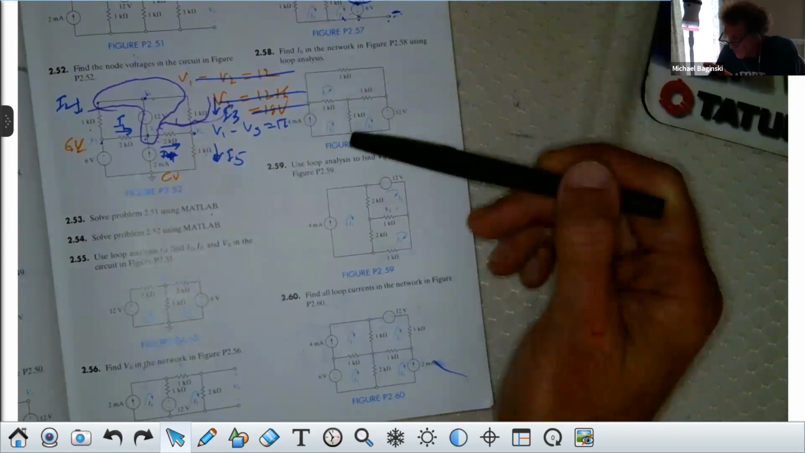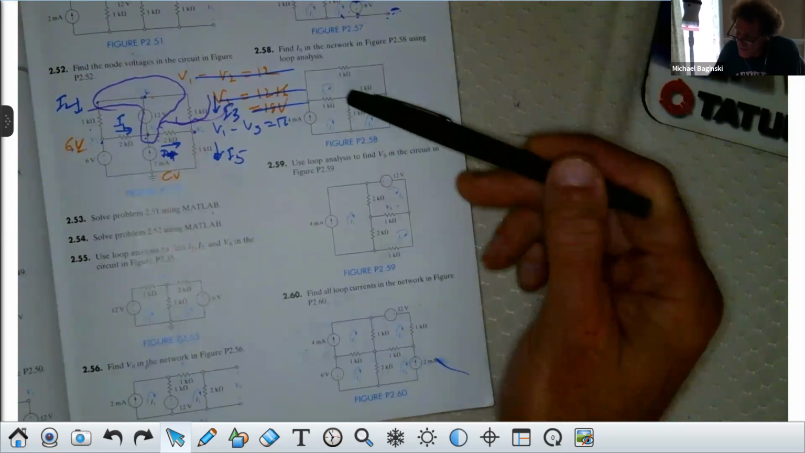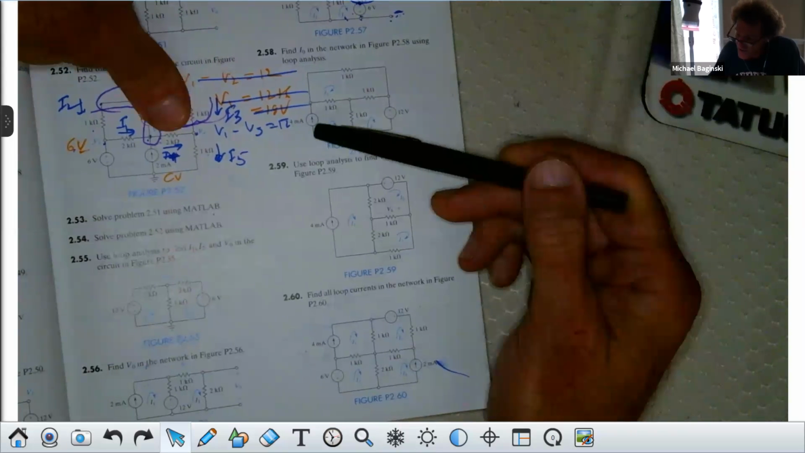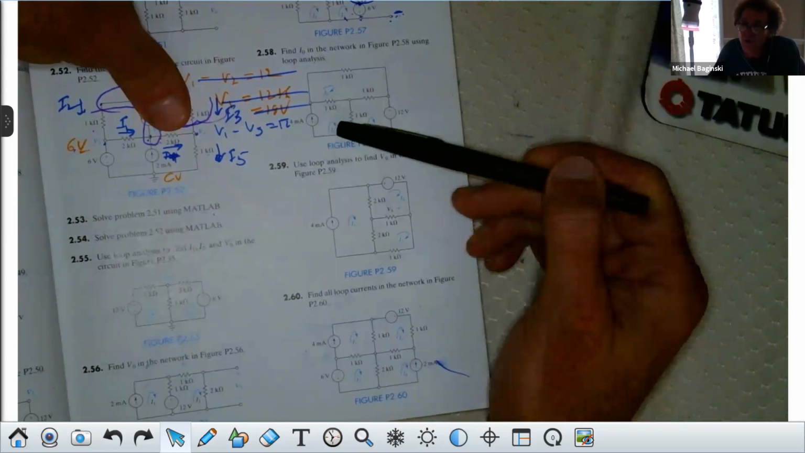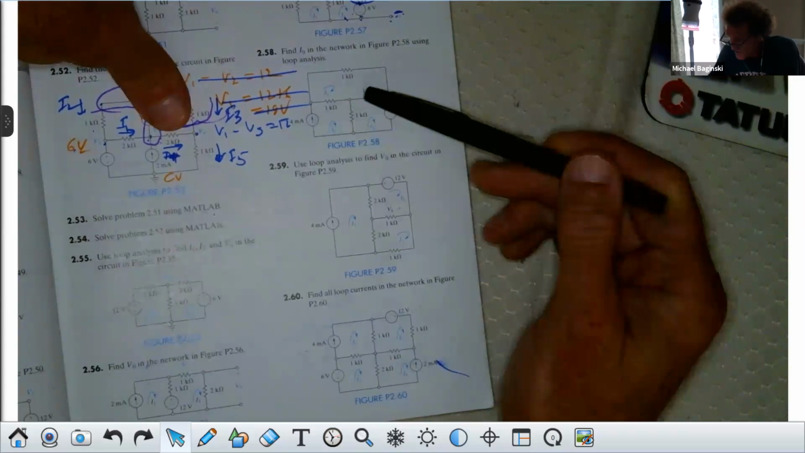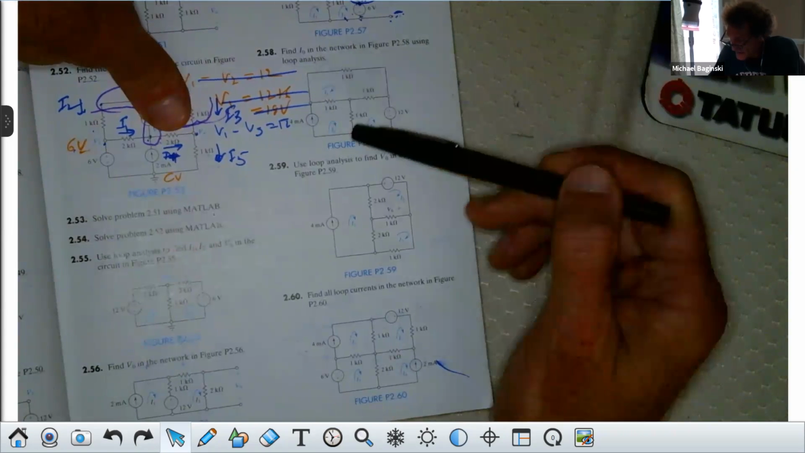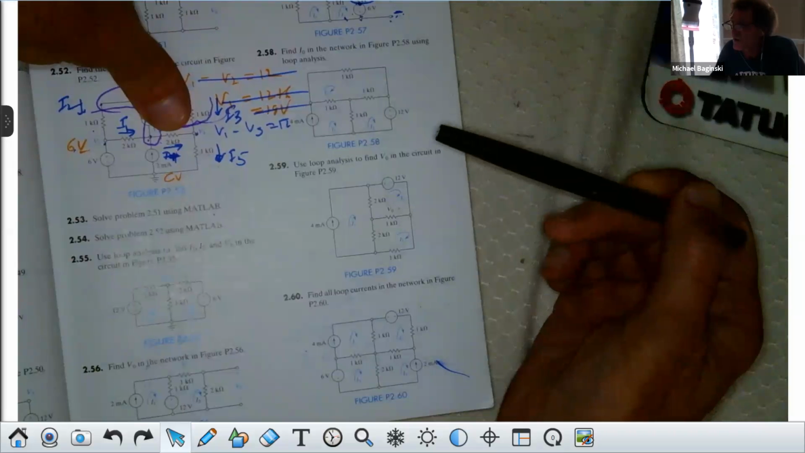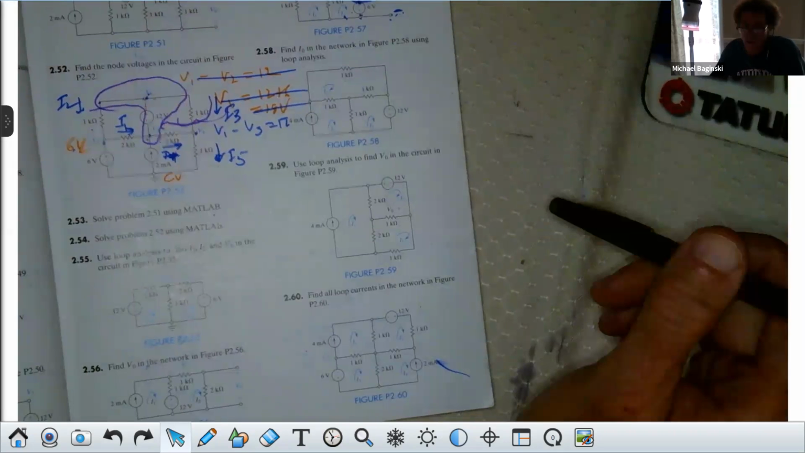I don't have to go around this loop. I can't go around this loop, can I? Because there's a current source, and I can't sum voltages through a current source. You see what I'm saying? It's got to be through a voltage source or through resistors. I can't sum them this way. Okay, very good, whoever said that. Let's go down one more.